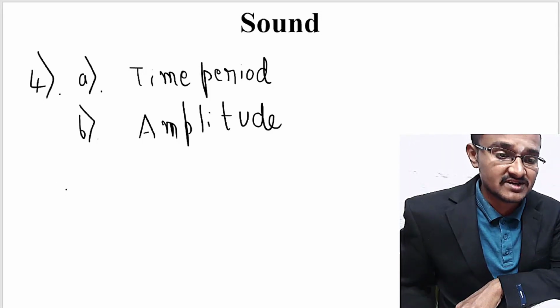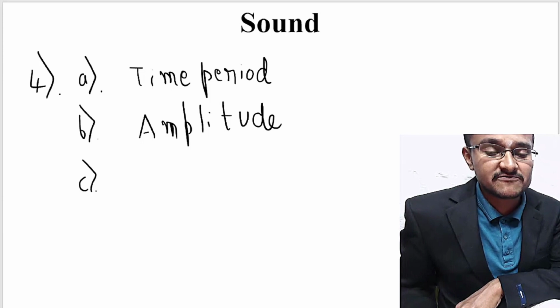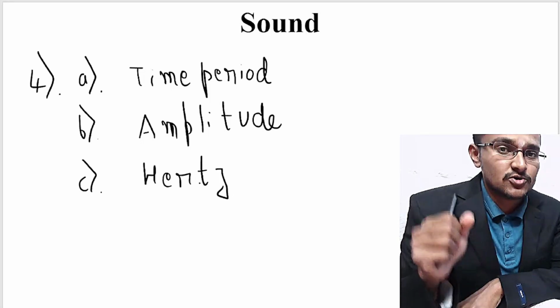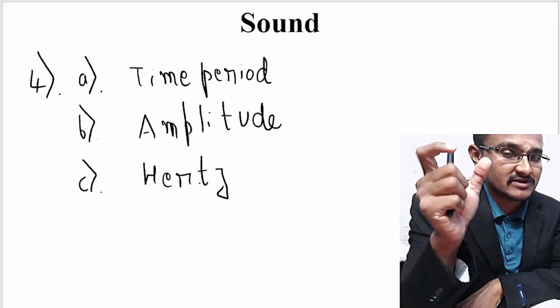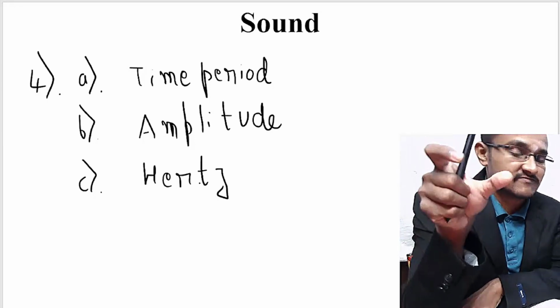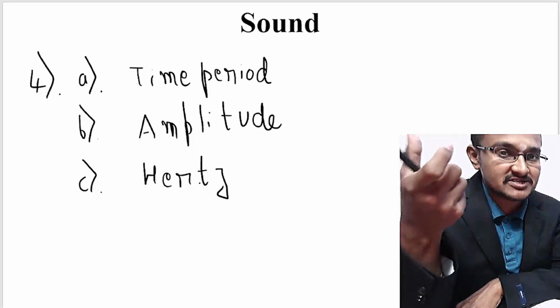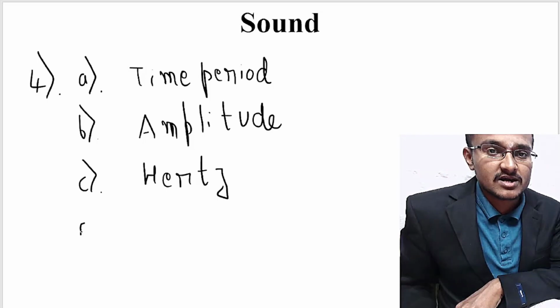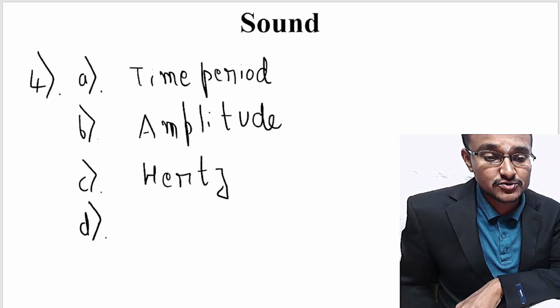Coming to the C question, they have asked the SI unit for frequency. So the SI unit of frequency is hertz. How many vibrations happen in 1 second is actually the frequency of that particular sound, which is measured using hertz. Coming to the D question in this particular fourth question, unwanted sound is actually called noise.